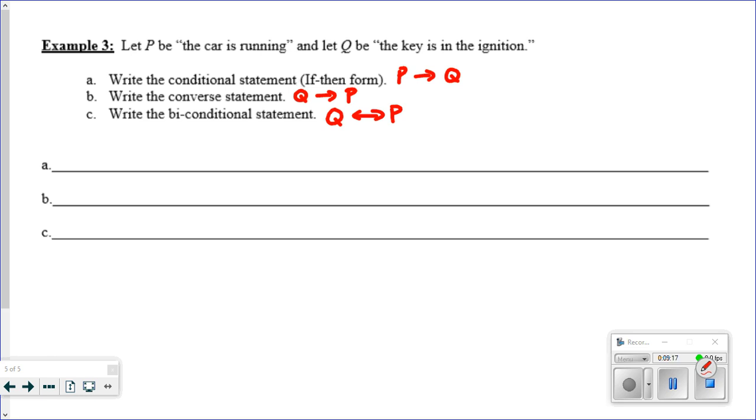So how would I write the conditional? So how would I write these statements in if-then form? If P, then Q. Okay. So now using what P and Q are. If the car is running, then the key is in the ignition.